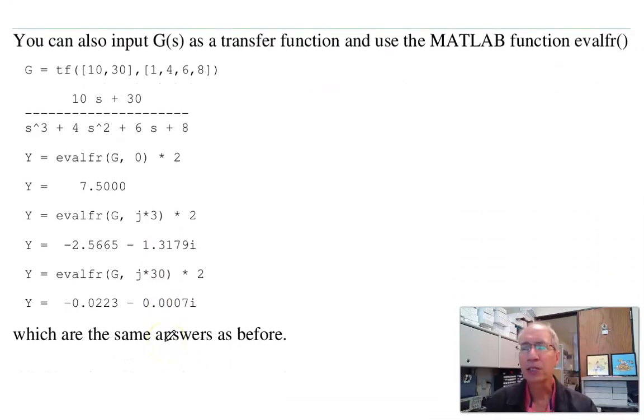In MATLAB, there's also a function called TF and eval frequency. I can input the system, the transfer function, into MATLAB using the transfer function. Here's the numerator polynomial in decreasing powers of s. Here's the denominator polynomial in decreasing powers of s. If I want to know what's the gain when the input is 2, the frequency is s equals j0. Gain at s equals 0 times 2 is 7.5. Gain at s equals j3 times 2, first number. Gain at s equals j30 times 2, another number. Same answers we had before.